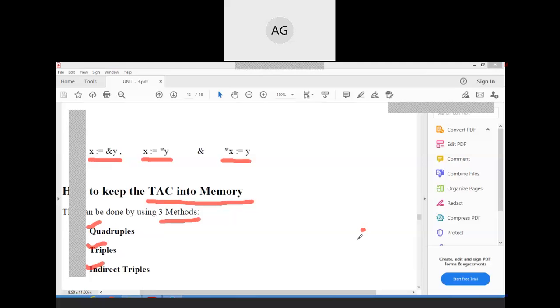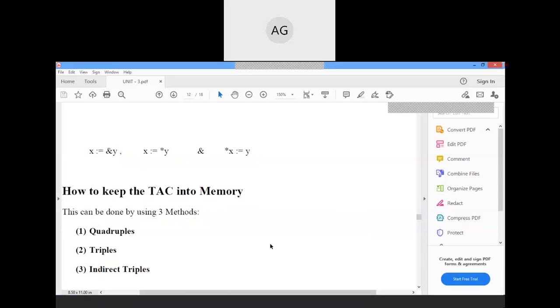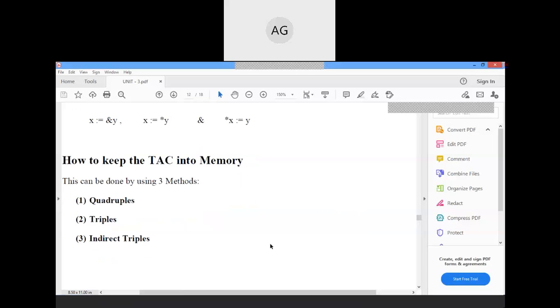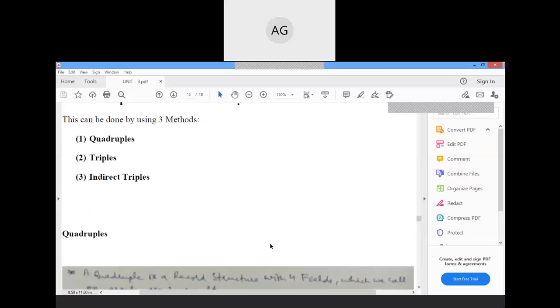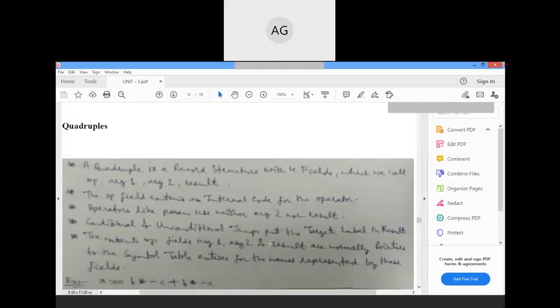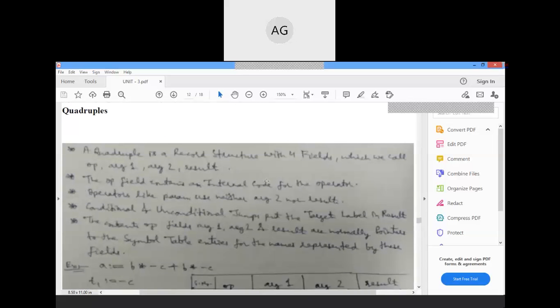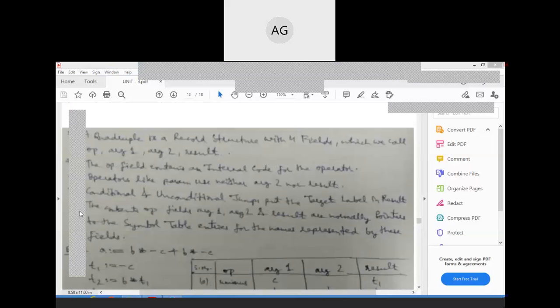So you need to remember all these three methods and how you need to proceed, how you need to store them in memory in these formats. So first we can take the quadruples in detail. First is the quadruple. There is some theory behind it, and after that we are going to solve a question and store the result in the quadruple structure.